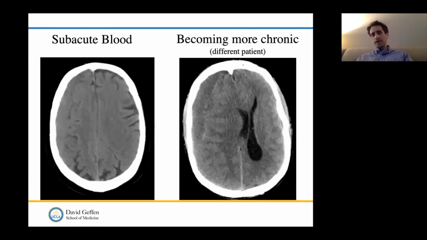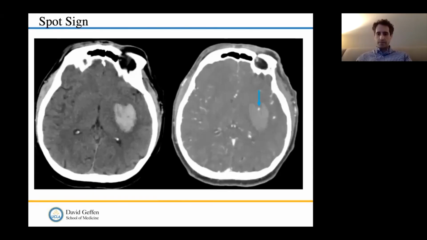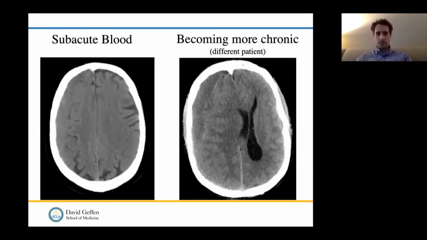We see a little dot, and that's called a spot sign. And that oftentimes indicates a little area of acute bleeding or contrast extravasation. Sometimes it represents the source of the hemorrhage, such as a little aneurysm or something like that. But these are one of the features we're looking at to try to predict whether this hemorrhage is going to expand or not. We could go forward one.